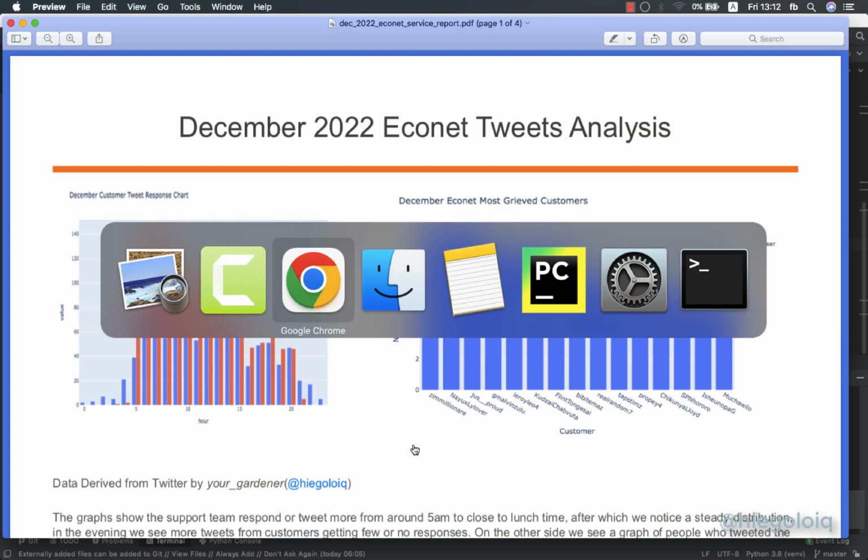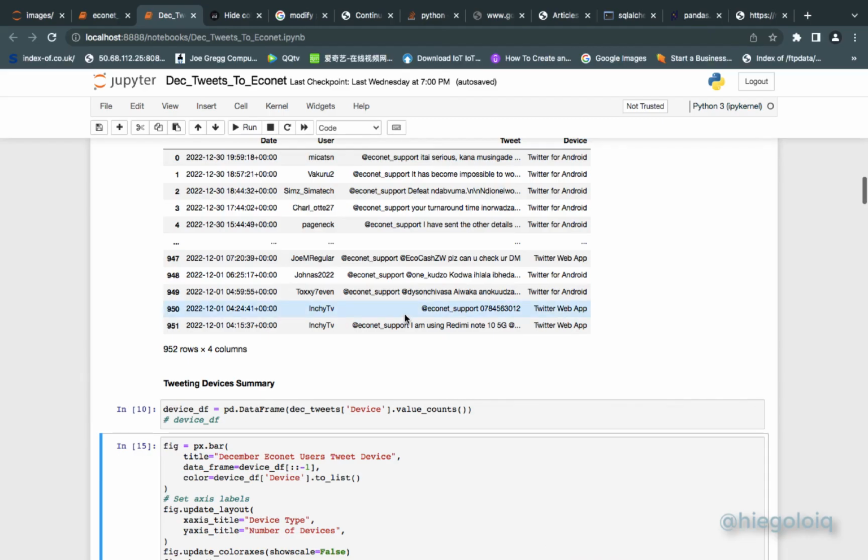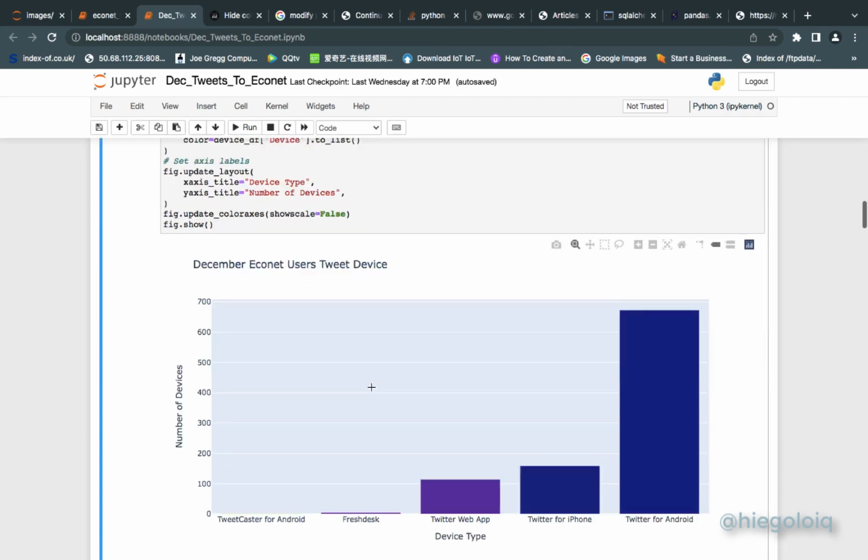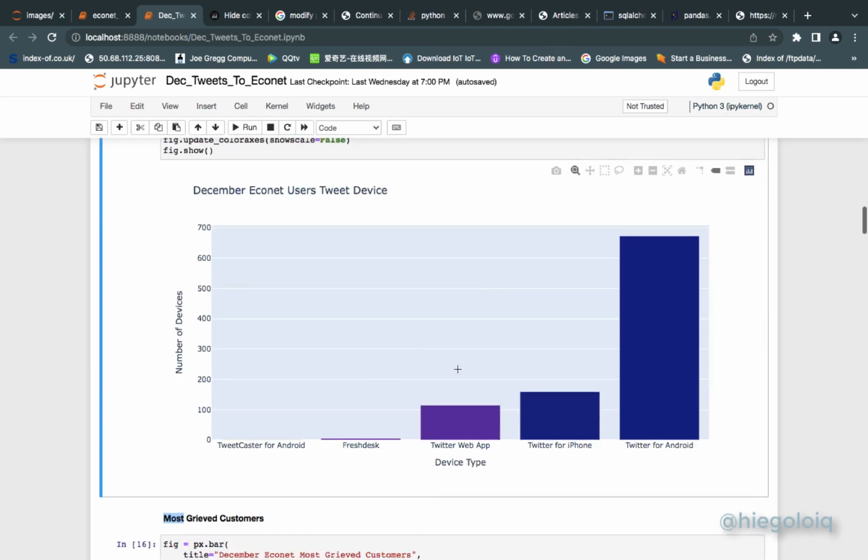It's very useful when you come up with this kind of data because you can determine exactly what kind of devices people are using, which is one of the things we did over here. You can see that Android is one of the devices most of the customers are using, followed by iPhone, and then we also get other customers reaching out to us using the Twitter web app.